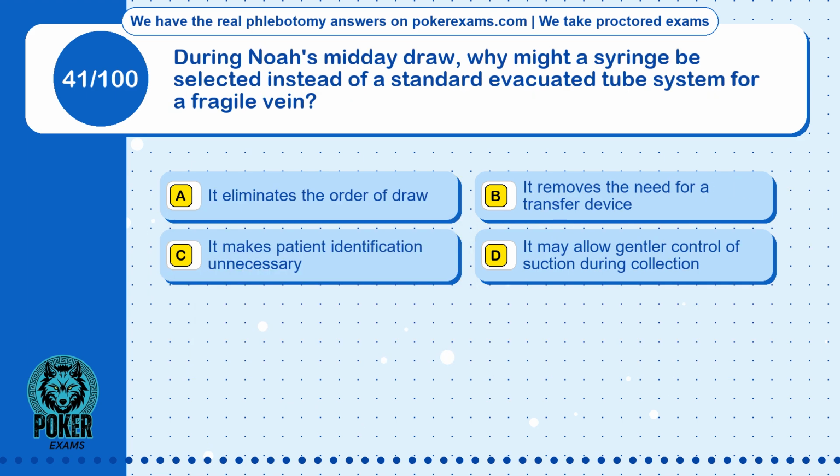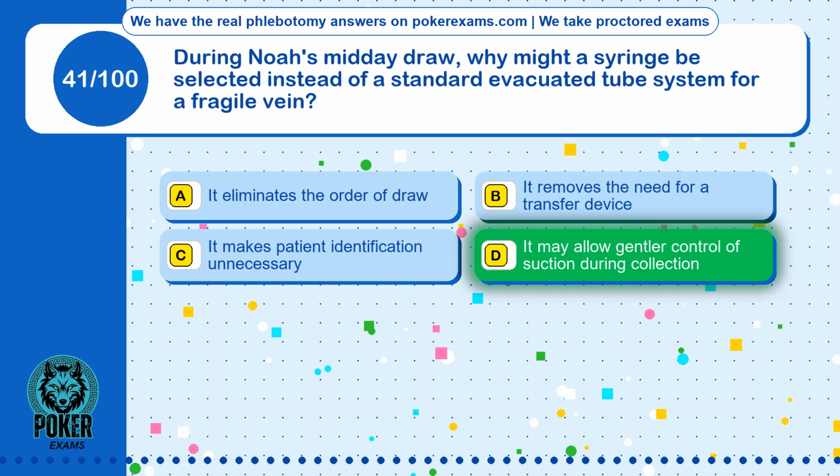Question 41. During NOAA's midday draw, why might a syringe be selected instead of a standard evacuated tube system for a fragile vein? Option A. It eliminates the order of draw. Option B. It removes the need for a transfer device. Option C. It makes patient identification unnecessary. Option D. It may allow gentler control of suction during collection.